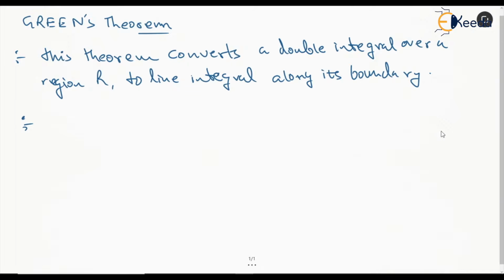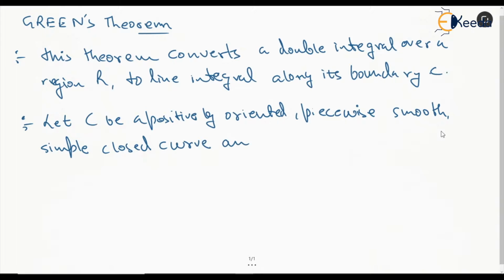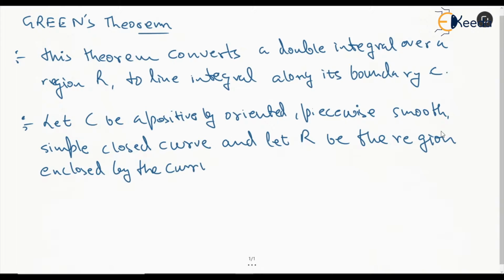It says, like we have already mentioned also, boundary C. Let C be a positively oriented, piecewise smooth, simple, closed curve, and let R be the region enclosed by the curve.